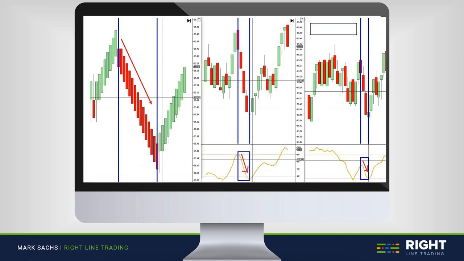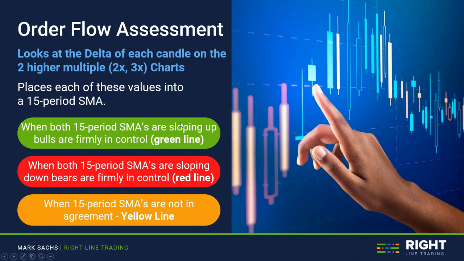So when we say triple screen assessment of order flow, it means we want order flow going down on the high time frame, the mid time frame, and your trading chart. So that's what triple screen assessment means, right? So our order flow assessment looks at the delta of each candle and the two higher multiples, right? I like to keep things simple, right? And I'll show you in a chart, okay? But we place these values in a 15 period SMA.